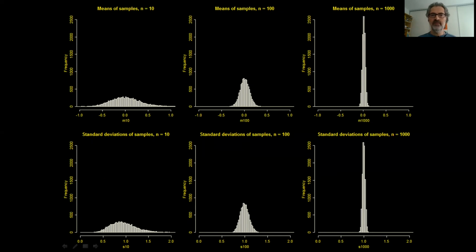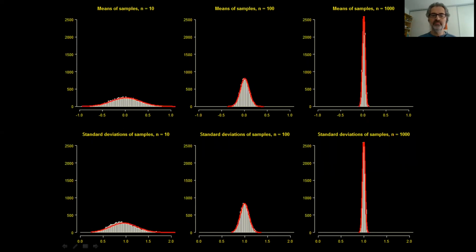I did not confuse the slides with the previous ones. These are actually the new values. If I plot the normal distributions on top, we see that these are again approximately normally distributed. Well, less so for the smaller samples and less so for the standard deviation, but still.